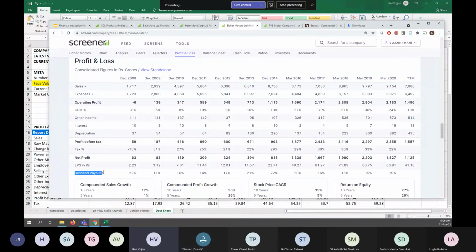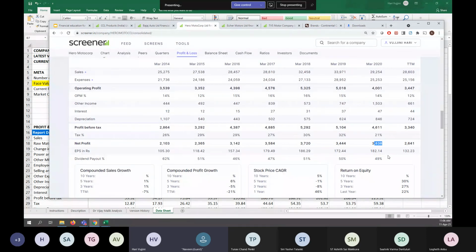I will talk about this. Dividend payout ratio is basically the money the company is paying to the shareholders. For example, Hero Motors made 186 rupees as profit for 2020. Out of 186, almost 49%, 50%, they paid as a dividend. So you would get about 90 rupees as dividend income.